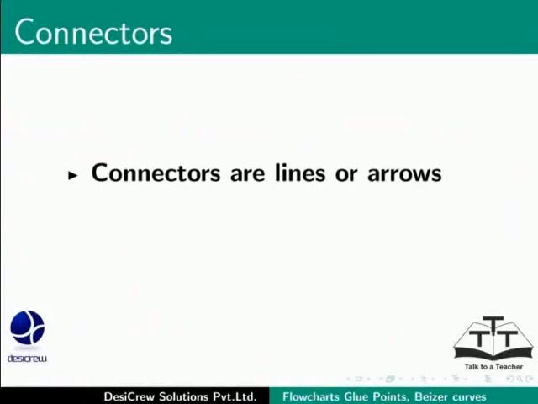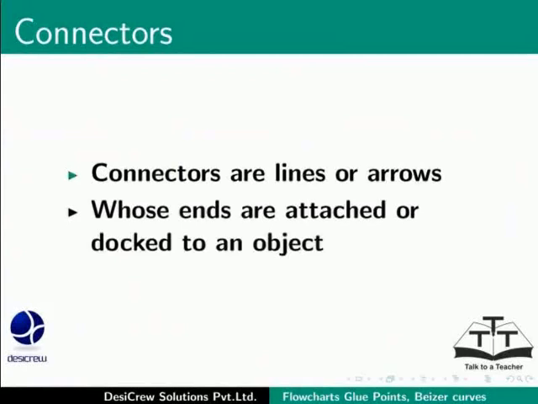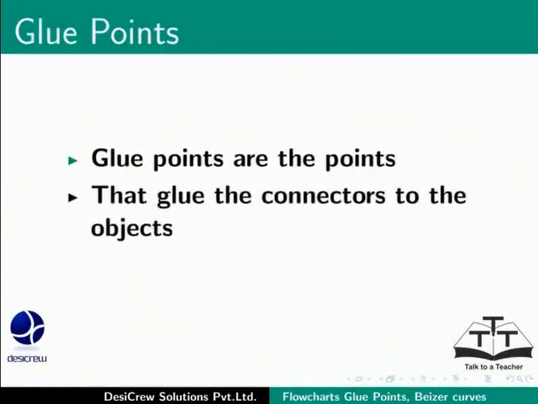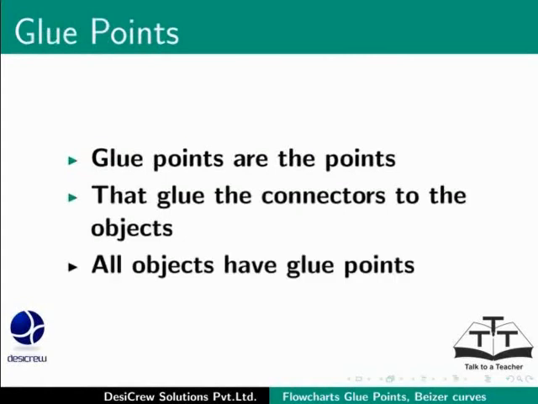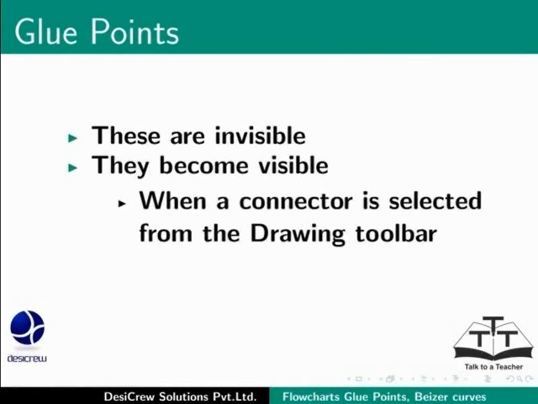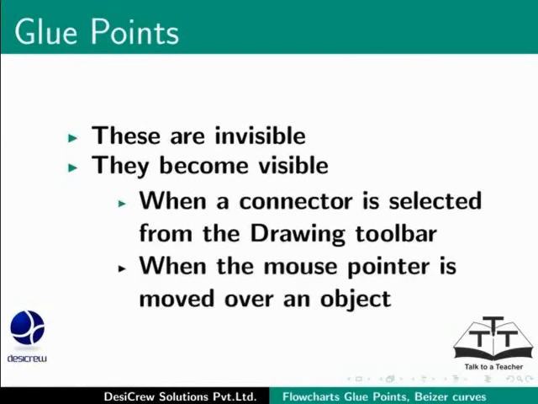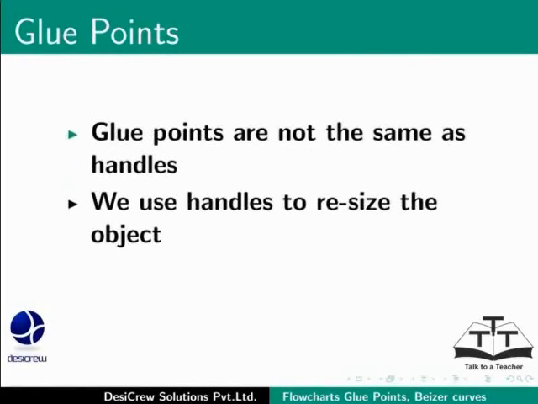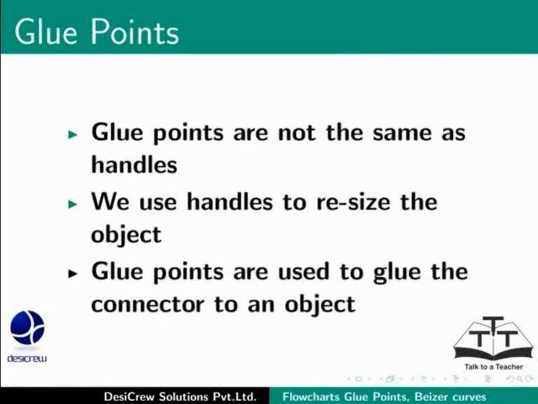Connectors are lines or arrows whose ends are attached or docked to an object. Glue points, as the name indicates, are the points that glue the connectors to the objects. All the objects have glue points. These are invisible. They become visible when a connector is selected from the drawing toolbar or when the mouse pointer is moved over an object. Glue points are not the same as handles. We use handles to resize the object. Glue points are used to glue the connector to an object.